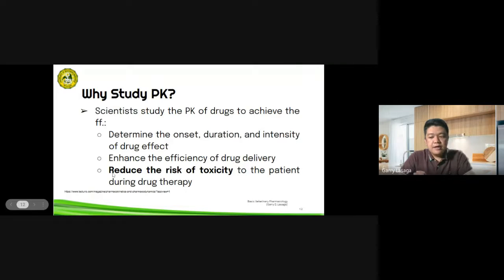So a component of the study of the pharmacokinetics is that we have to consider the different adverse effects that the drug can produce in the different biological systems. So that is a component of the PK. So knowing the toxicity, the risk, and the adverse effects of a particular drug could help the clinician to choose the appropriate drug that is suitable, that is safe for the patient.